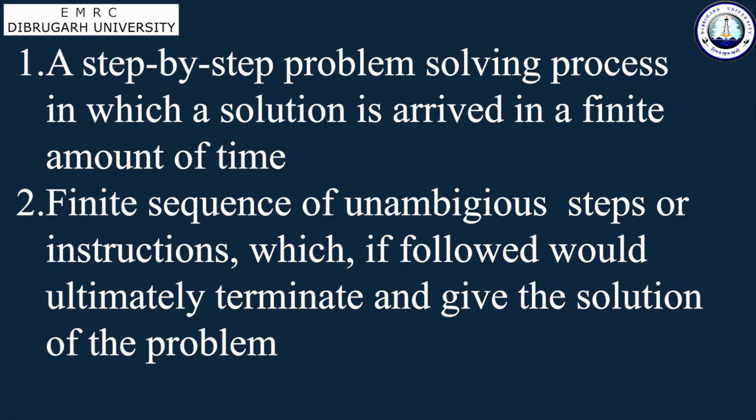You can relate this particular definition with the first example that I gave you. A finite sequence of unambiguous steps or instructions means that to bake the cake we need 4 or 5 different steps, okay? These steps are finite because 5 is a countable number, which if followed would ultimately terminate. The amount of time it takes to bake the cake will ultimately end, and finally it will give you the solution of the problem, that is, the cake. This is nothing but the algorithm we are following every day in our life.